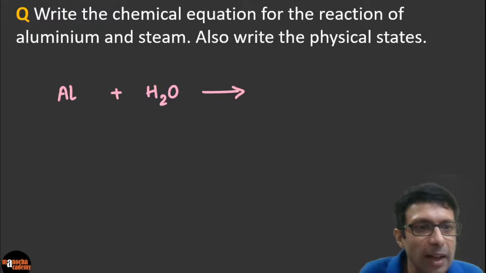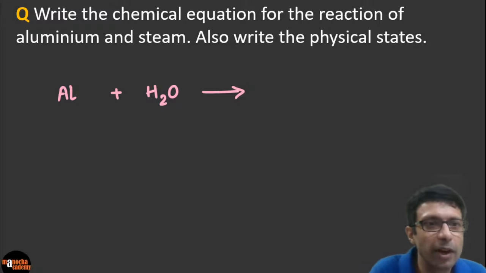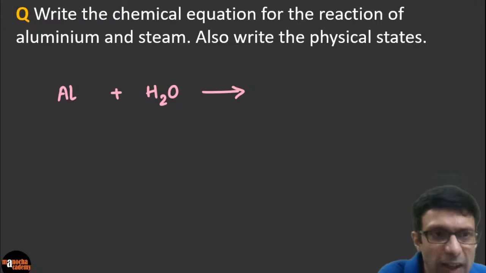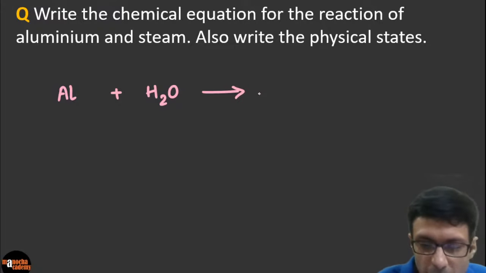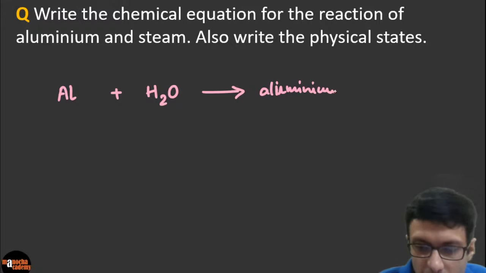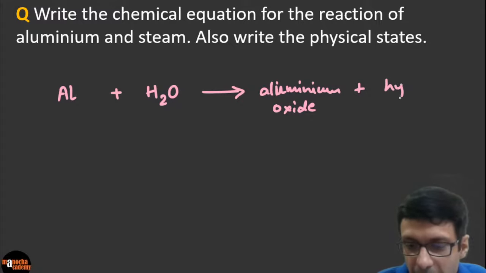Abhishek is writing that. Excellent. Okay. Very good, guys. So here it's going to give us aluminium oxide. So first let's write it in words. Aluminium oxide plus hydrogen. So that is our answer.